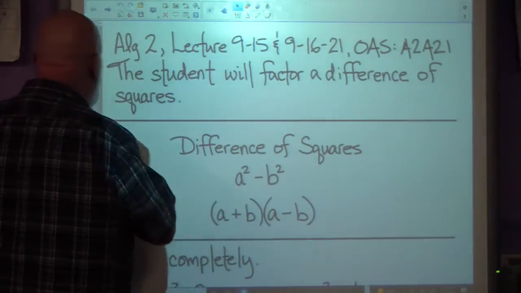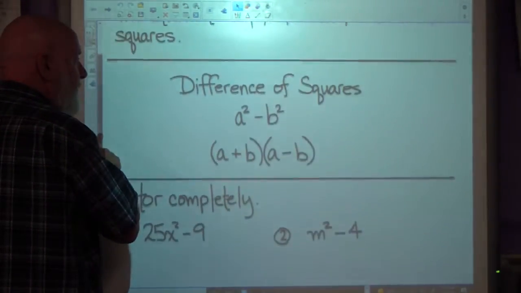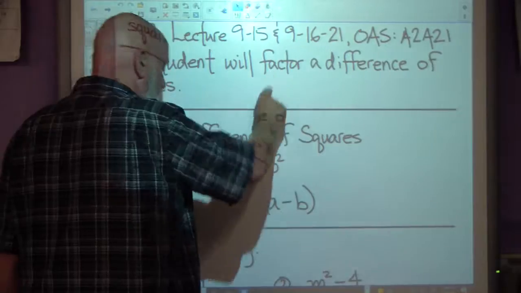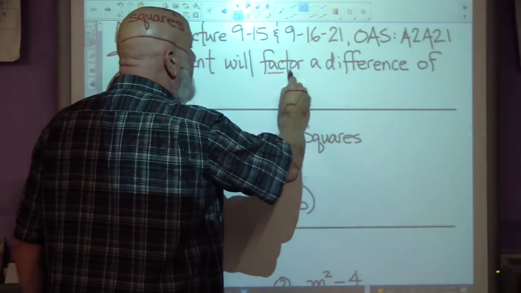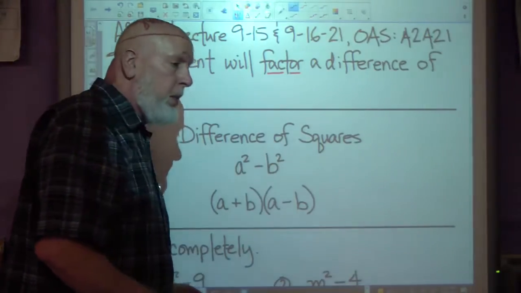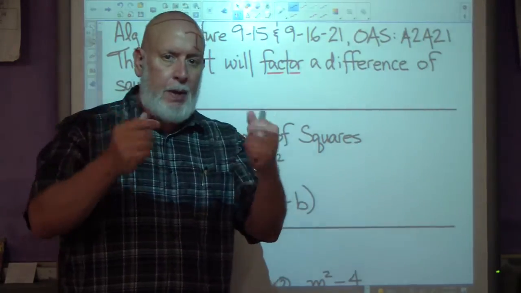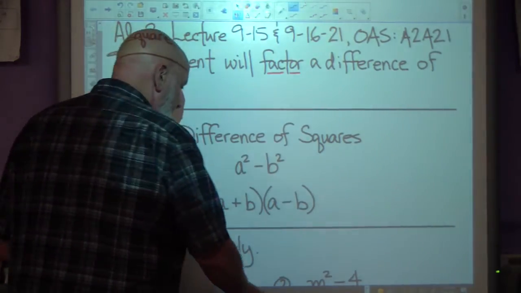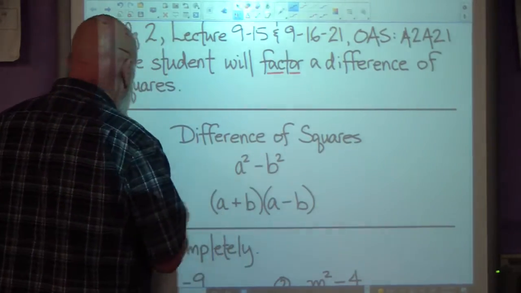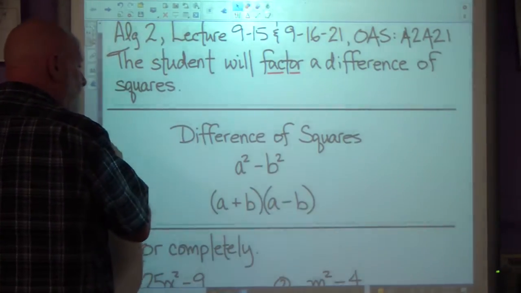But here's the pattern we're going to be using to factor a difference of squares. That's our objective. We're going to factor. That means, remember, when we factor something, we're going to break it into two pieces such that if we multiply them together, we'll get what we started with. And differences of two perfect squares can be factored using this pattern.